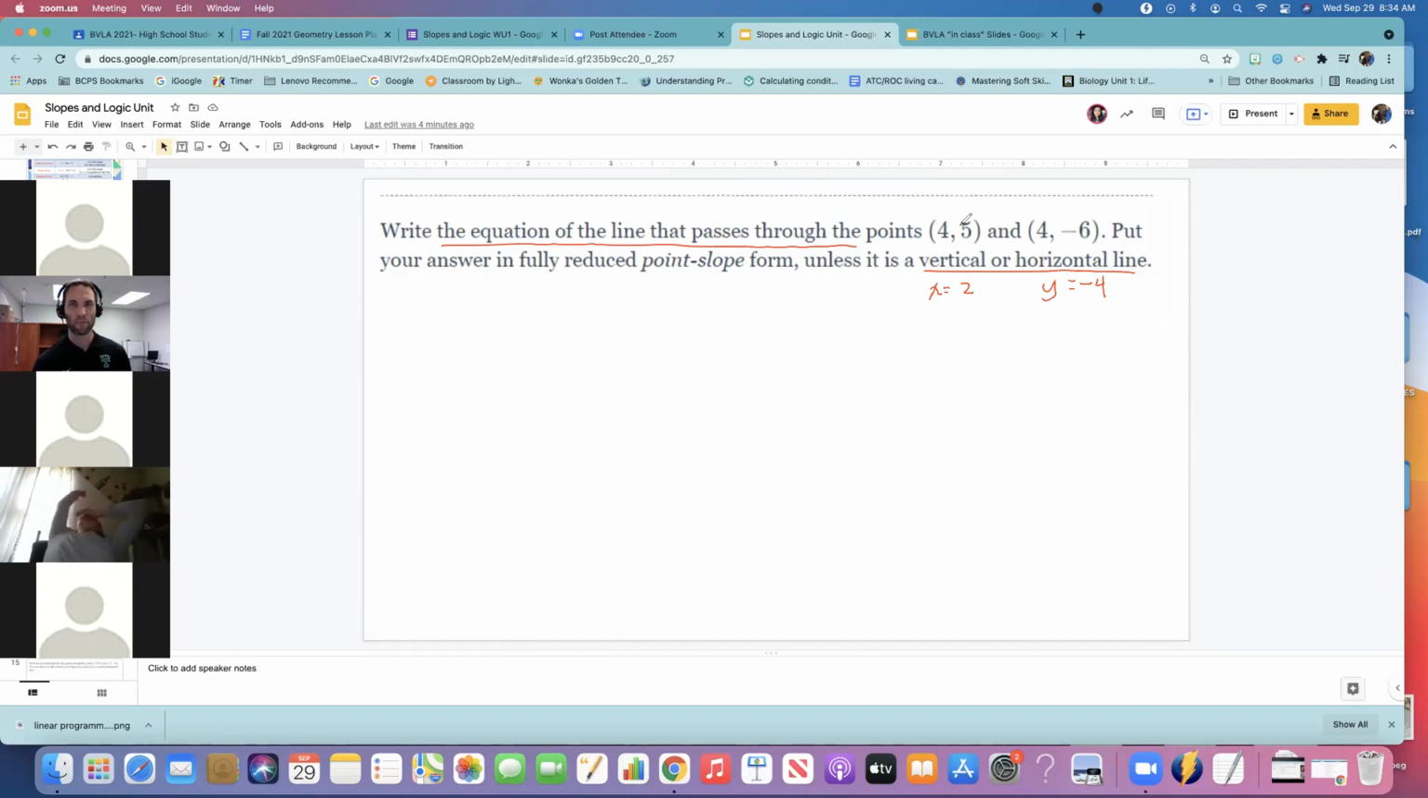We have these two points, and in order to write a line, we're going to have to find a slope. So let's find the slope: -6 minus 5 over 4 minus 4.